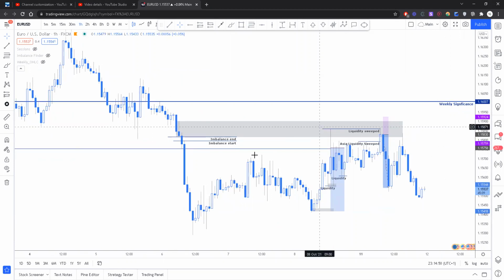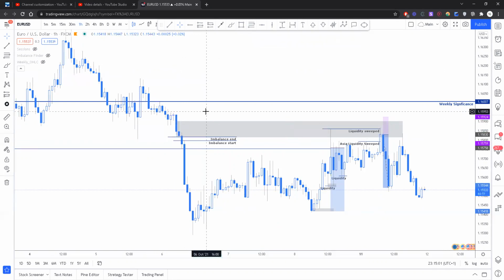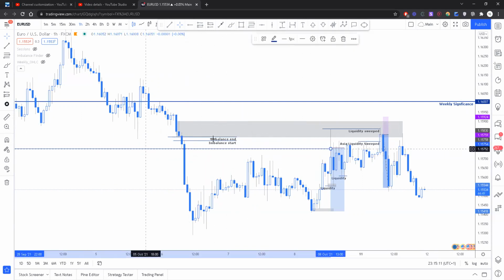So what do all of these things mean? Well, imbalances right here would be the first. This is where the imbalance starts. This is where it ends. So during this gap, and then right above here, we've got an aggressive supply zone. This is something I've spoken about in the Psych Effects Academy a lot. But this is an aggressive supply zone that's just above the imbalance. Okay, nice and simple. This longer line here is that daily.